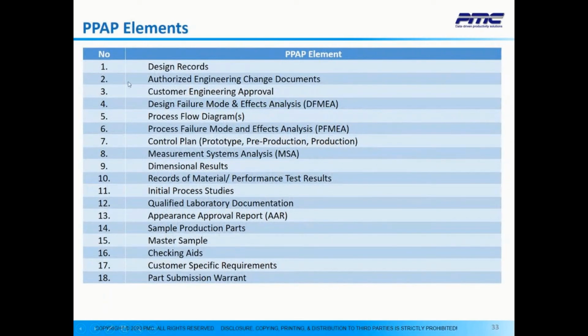So those 18 requirements are listed as design records, authorized engineering change documents, customer engineering approval, design failure mode and effects analysis, process flow diagrams, PFMEAs, control plans, MSAs, dimensional results, records of material and performance test results, initial process studies, qualified lab documentation, appearance approval report, sample production part, master sample, checking aids, customer-specific requirements, and finally, part submission warrant.